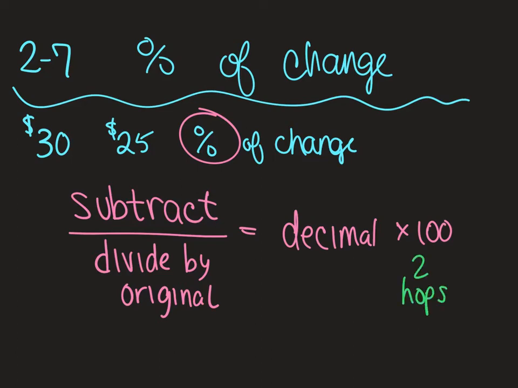If you don't want to actually hit times 100, in your mind you can just go 2 hops to the right. Okay, so you're going to do a subtraction. Then you're going to divide by the original number. It's going to equal a decimal. But since we don't want a decimal, we want a percent, we're going to multiply by 100 or hop twice.